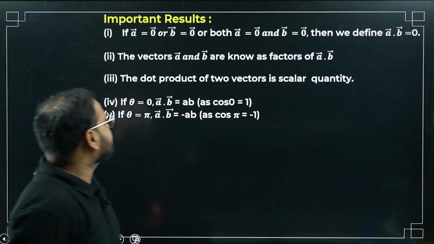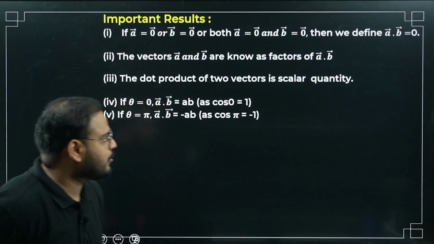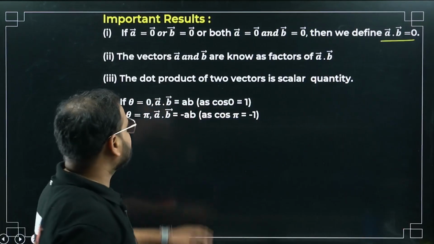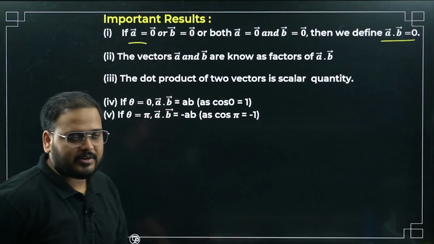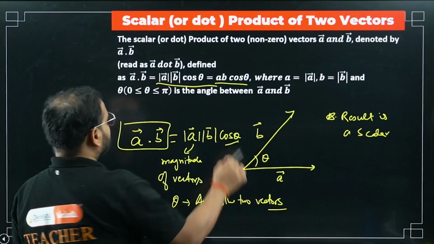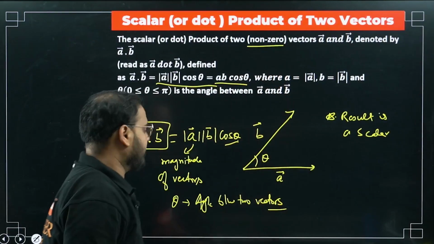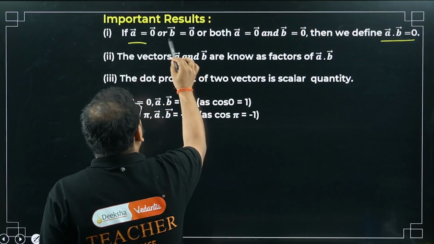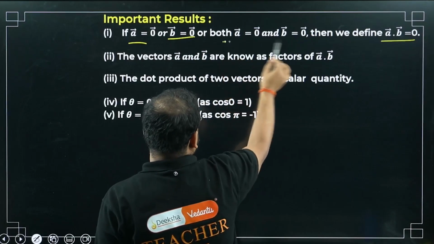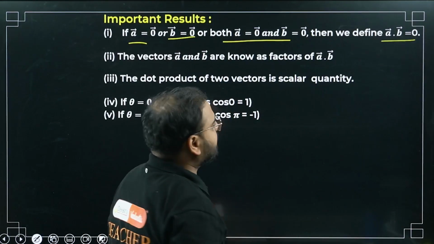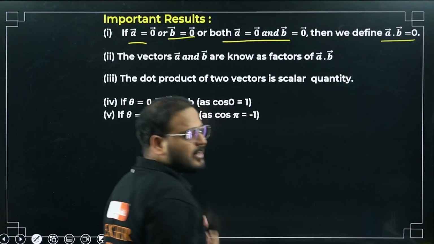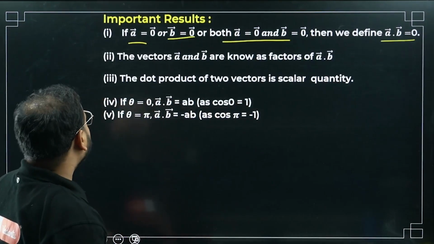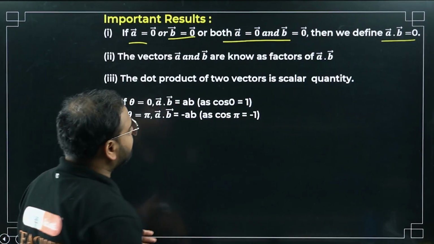Important result, the first one: if A is 0 or B is 0 or both are 0, then what do we define the product to be? The dot product of the vectors will be 0. Check here, the condition was non-zero vectors, but if it is changed to zero vector, vector A is 0 or vector B is 0 or both are 0, for either condition, what happens to the dot product? Of course, 0 means the magnitude is 0, so hence the dot product will be 0. Very simple.